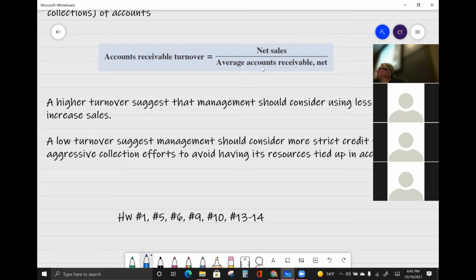Then we have notes receivable, and we'll go over that a little bit in the homework. But the notes receivable or an installment sale is something that's usually over a longer period of time. It's a set amount and you get interest on it. So I'll give you an example.